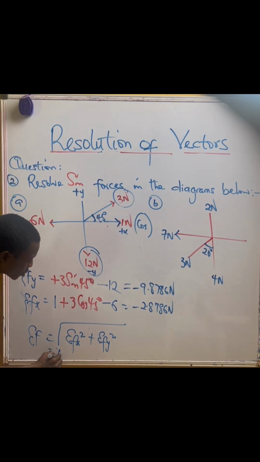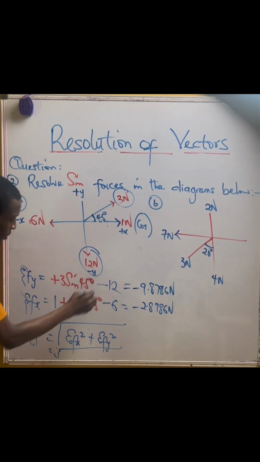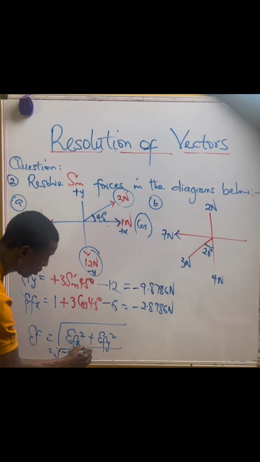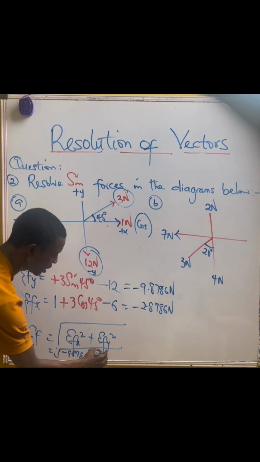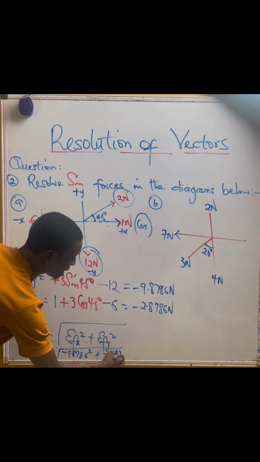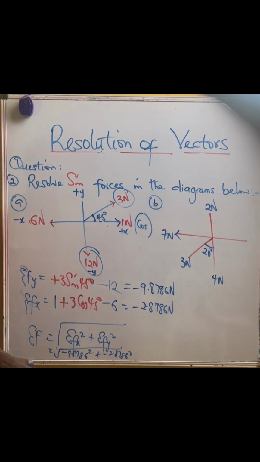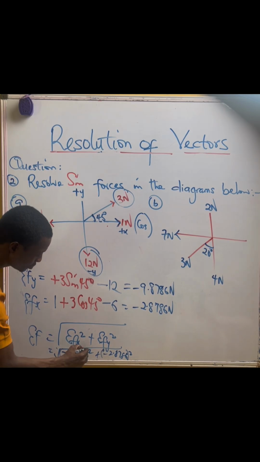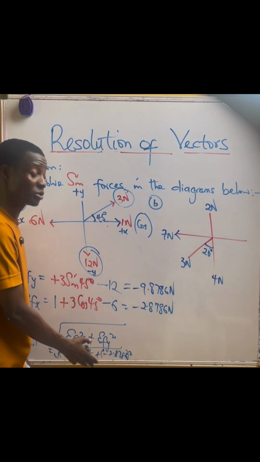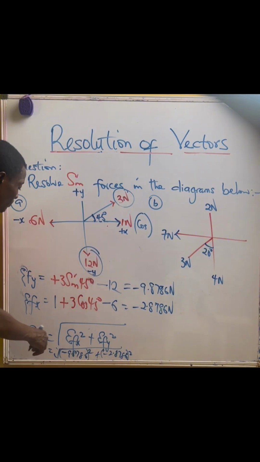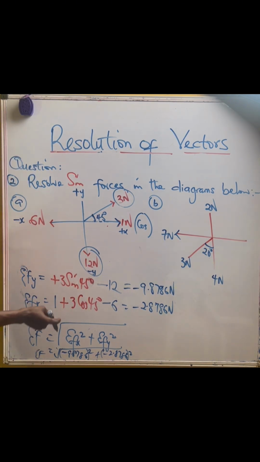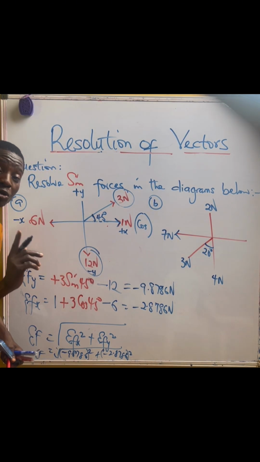So what do you say? Square root of, what do you have here? You have minus 9.8786, all squared, plus minus 2.8786, all squared. Now plus and minus cannot stay together, so put each in a bracket. By the time you press it, you're going to get a value for sum of F, which will be a single value, and that's the resultant force, which means that you have combined the two together as one.